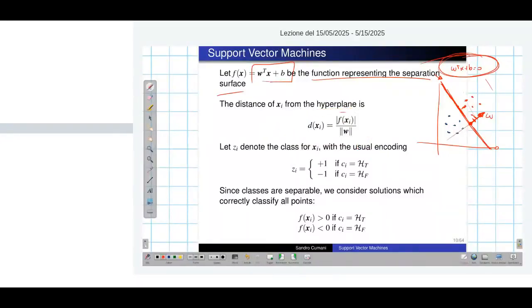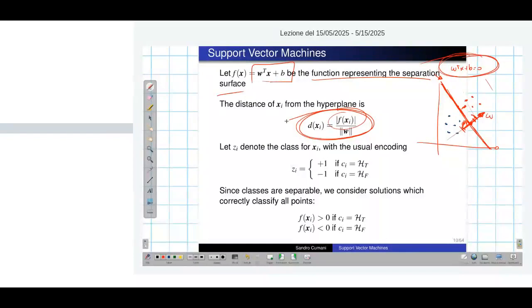And of course, I need to take the absolute value because these are distances. So which side I am on with respect to the separation rule doesn't matter. A distance is always positive. For blue points, the distance is positive. This is not a score. This is a distance, so it's always positive. This is how you compute the distance of a point from the separation rule.